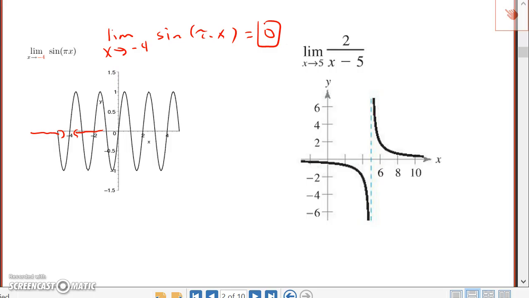Okay. What about the limit of 2 over x minus 5 as x approaches 5? So again, we look from the left and we look from the right. So from the left, as x approaches 5, this graph shoots up and it keeps going up to positive infinity. However, when the graph approaches x from the right, this thing goes down and keeps going down to negative infinity. So again, it approaches two different values and actually doesn't approach a value at all. It continues to go up and down, so the limit does not exist.